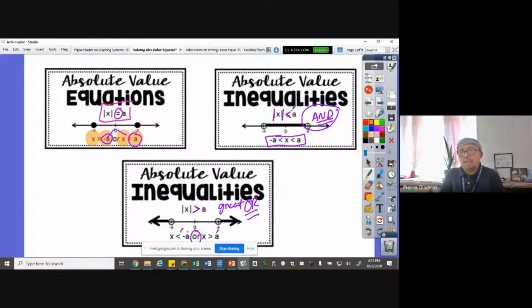The next one here is absolute value inequality. This time, if it's less than there, guys, it's an "and" problem. When you say "and", you will find the intersection. When you find the intersection, you graph them and find where they intersect, where they overlap on the graph.